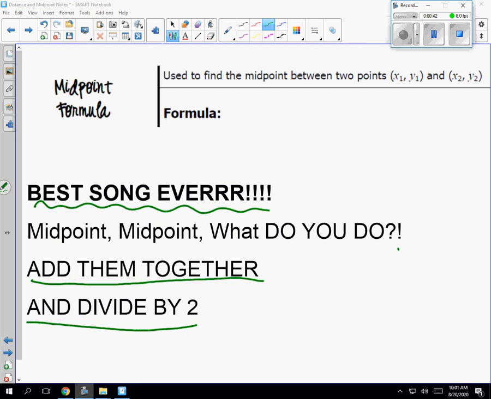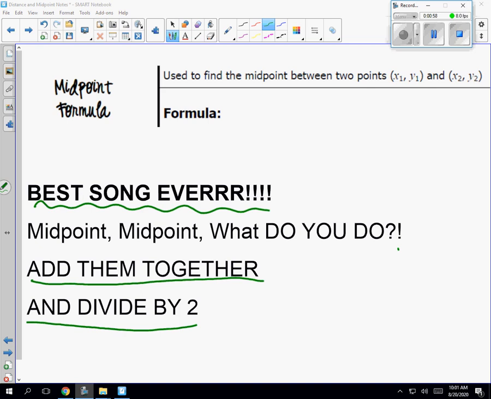So you can rewind and keep playing it back and forth. Put it as a ringtone on your phone. I do not care. That would also be helpful, and then you can play that song over and over in your head when you're doing midpoint, because it actually helps.